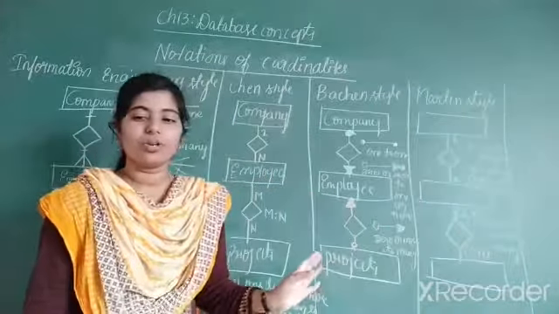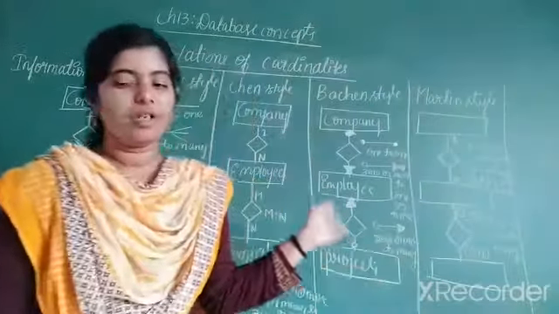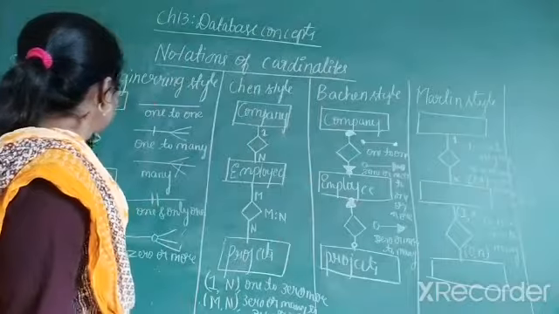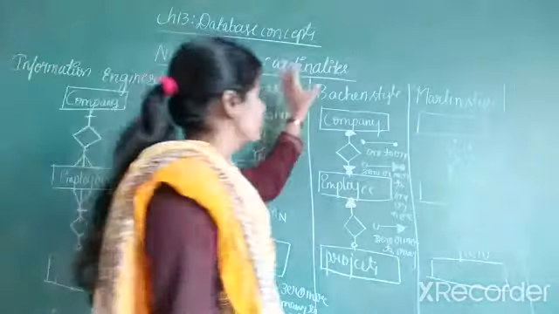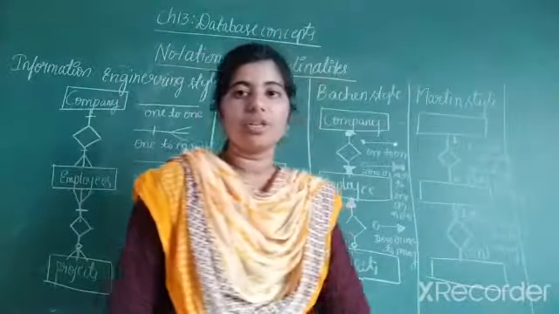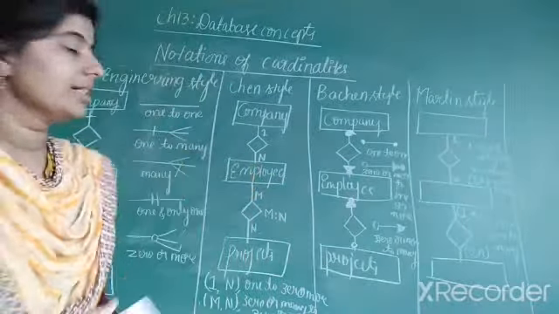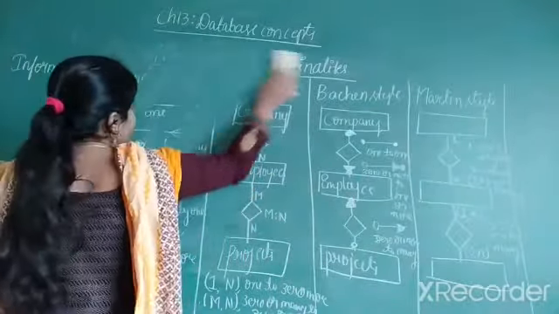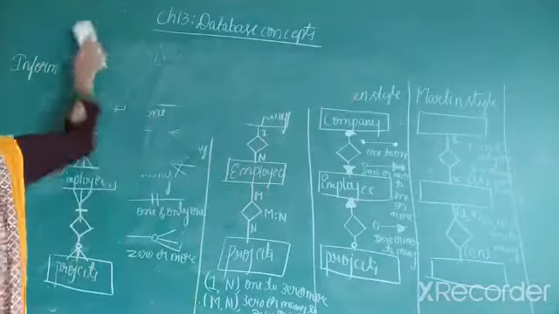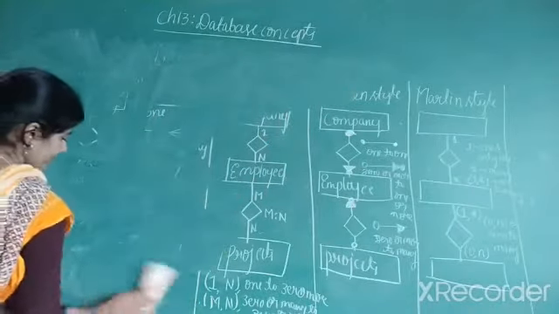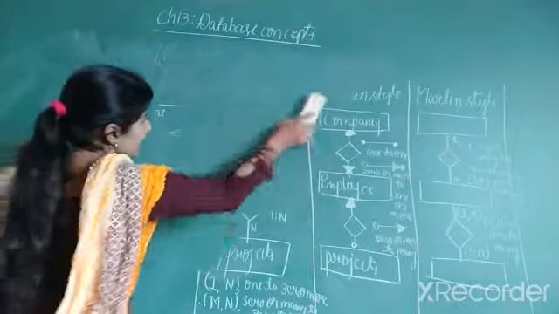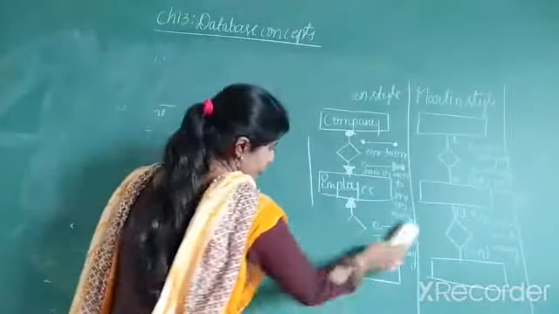So this is about the representation of the information engineering style, Ken style, Bachman style, and Martin style of notations. And next we will move on to the topic called generalization and specialization. This is very important for 3 marks. Generalization and specialization.